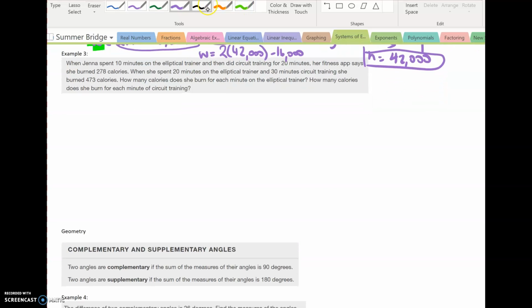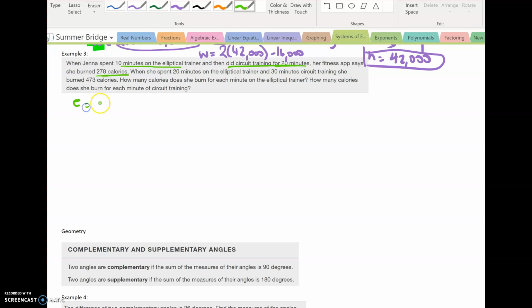Example 3. So for example 3, we're talking about 2 different instances when Jenna worked out. The first time she worked out, she did 10 minutes on the elliptical, and then she did a circuit training of 20 minutes. Her fitness app says that she burned 278 calories.